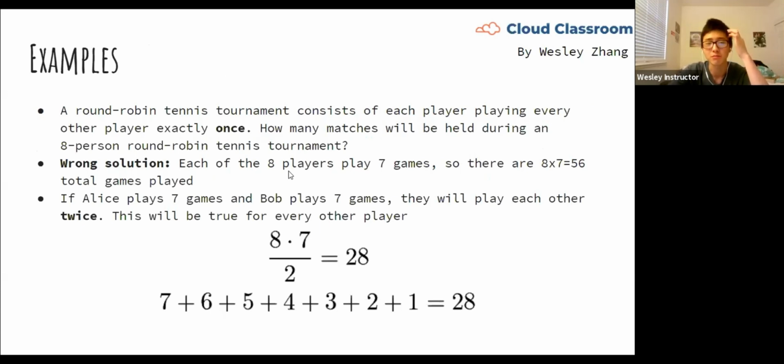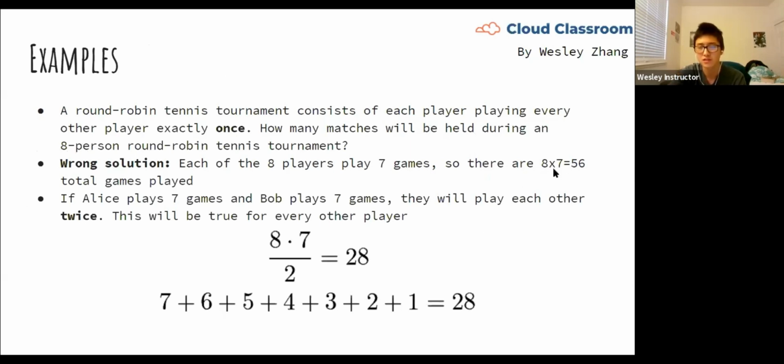All right, here's some more examples. A round robin tennis tournament consists of each player playing every other player exactly once. How many matches will be held during an 8-person round robin tennis tournament? So here's the wrong solution. Each of the 8 players plays 7 games. So there are 8 times 7 equals 56 total games played.